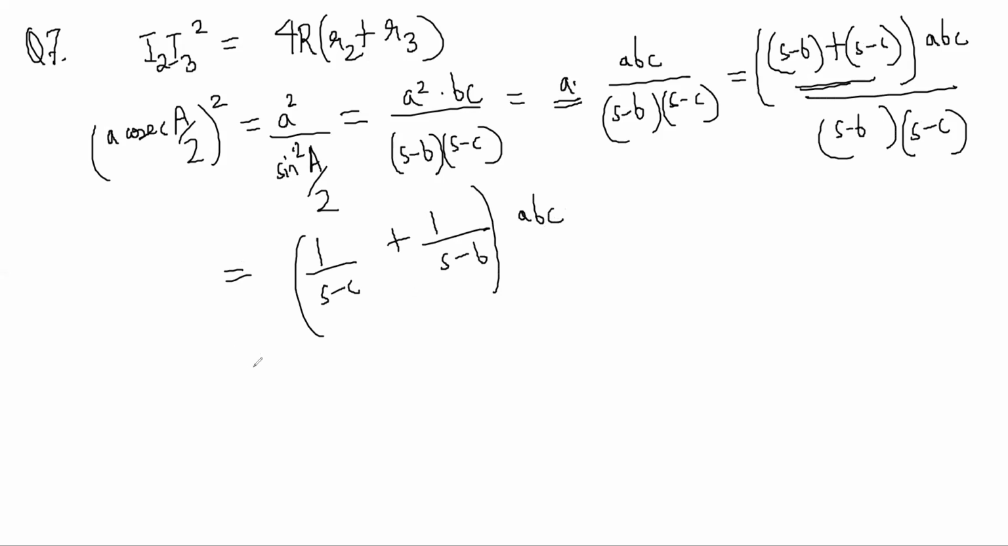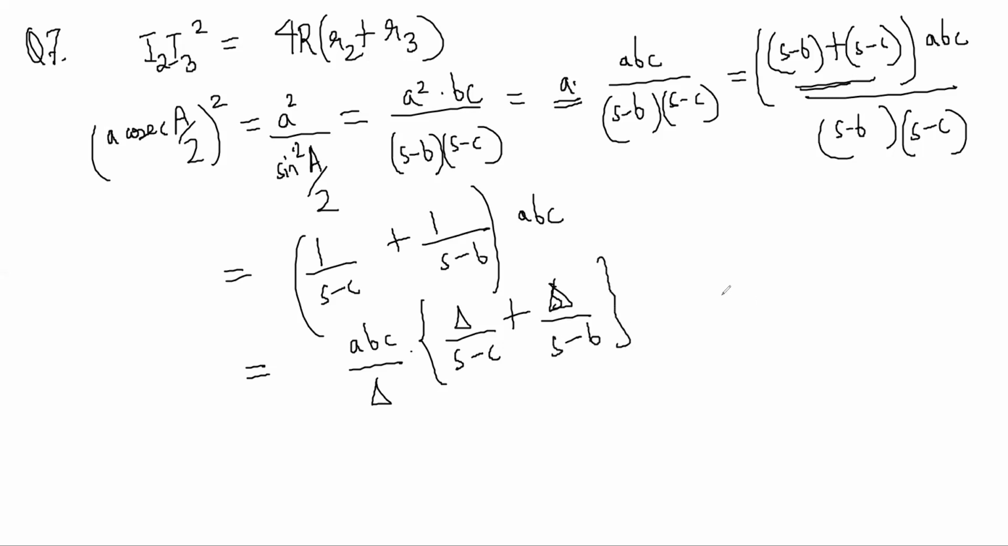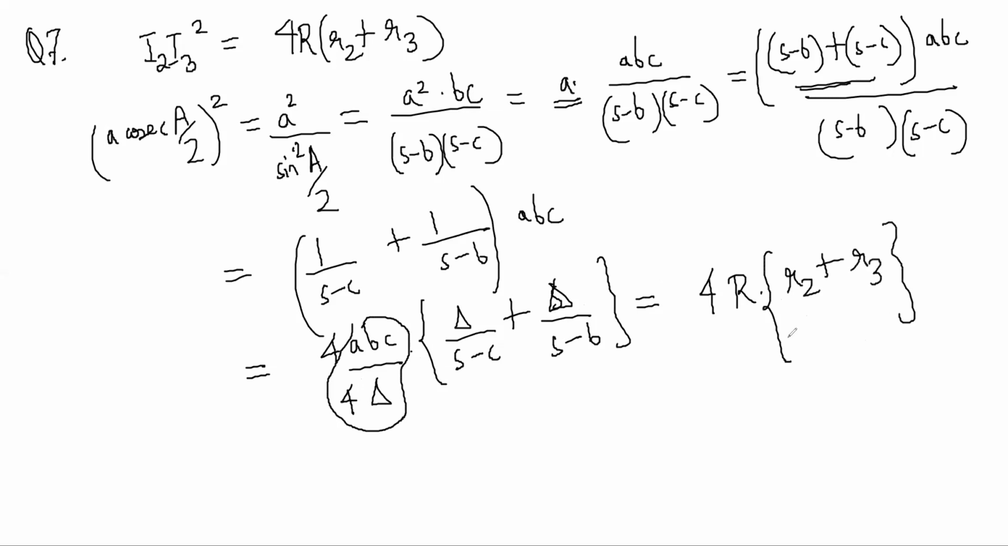So that becomes ABC by del into del by S minus C plus del by S minus B, and 4 ABC by 4 del is equal to this. So this becomes 4 times ABC by 4 del, which is equal to capital R. Del by S minus C is R2, it's R3. You understand? It's just formula manipulation. There's nothing special about this.